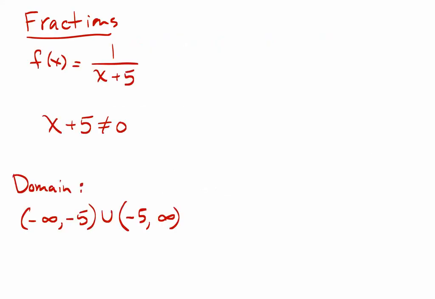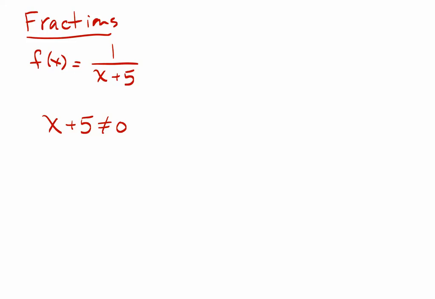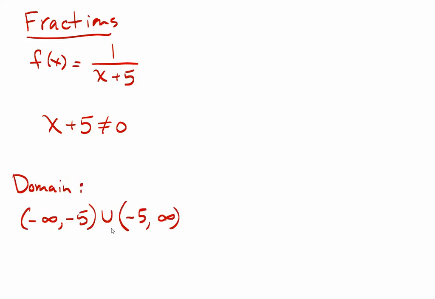Cool, okay, we got some fraction problems, right? Can't have a 0 in our denominator, so something looks like this. f of x is equal to 1 over x plus 5. We say, you know what, this is what we're going to solve. So x plus 5 can't be equal to 0. And here's the way we write it. We write it in terms of intervals. Good there? So what is the domain for that particular problem?